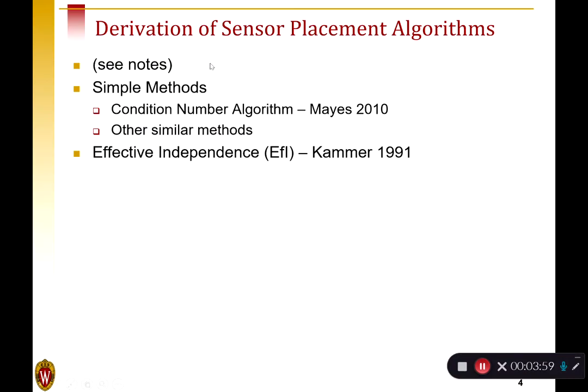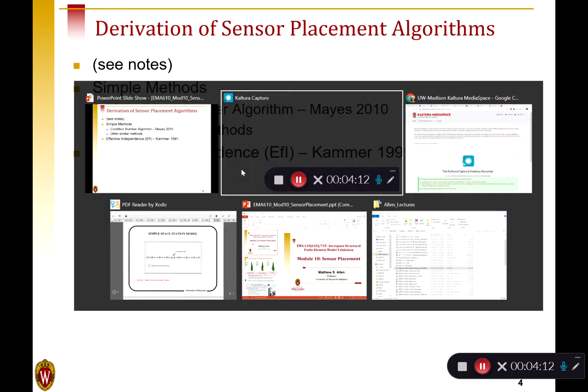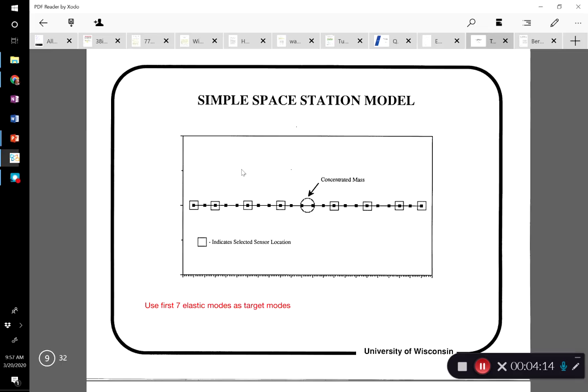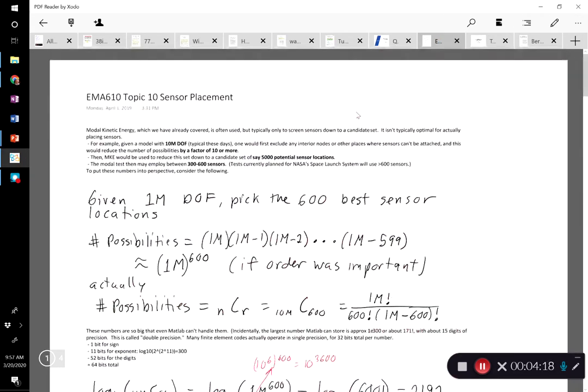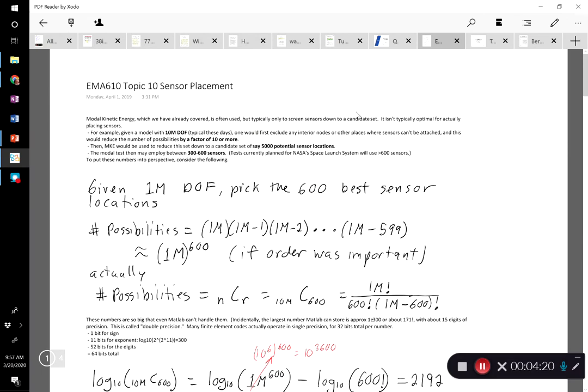So next we'll go through a derivation of some of these methods. We'll talk about some basic methods and some more advanced techniques, and end with a few examples. So first of all, a motivating example.